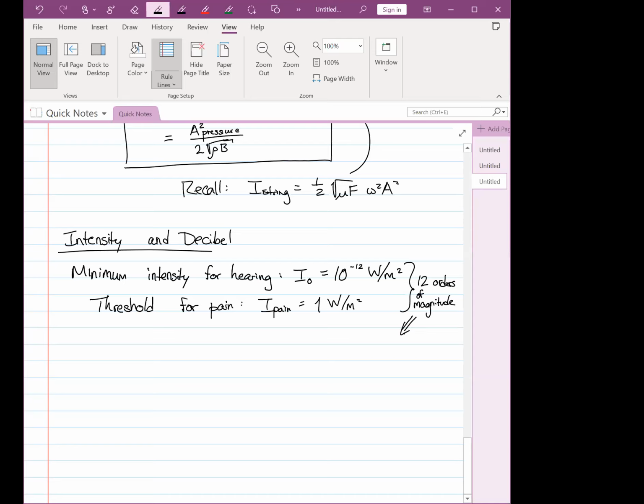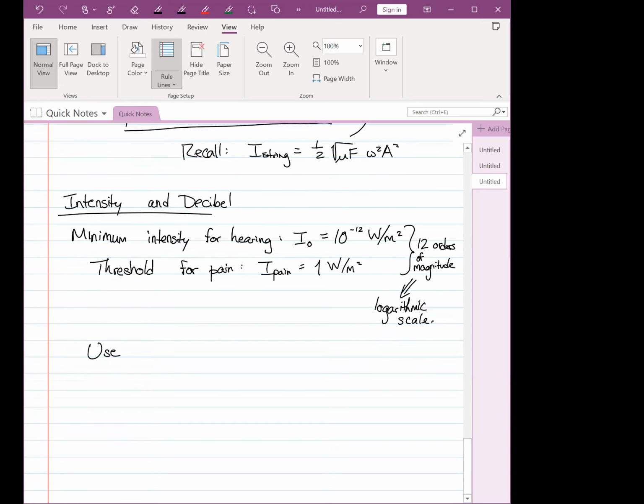It's because it makes our eardrums start to move too much. In order to handle this, our ears have evolved basically to hear via a logarithmic scale. So what we do in order for a logarithmic scale to make sense is we need to have some sort of reference intensity. Now what we're about to do wasn't decided by nature. This is something that we came up with, but it's a useful way of characterizing what we experience. So we use the minimum intensity for hearing as a reference intensity.